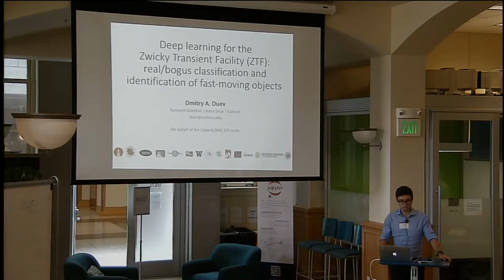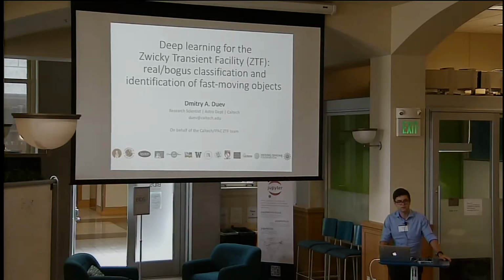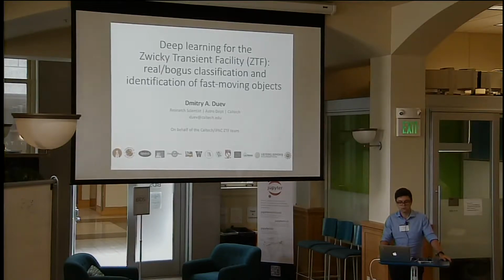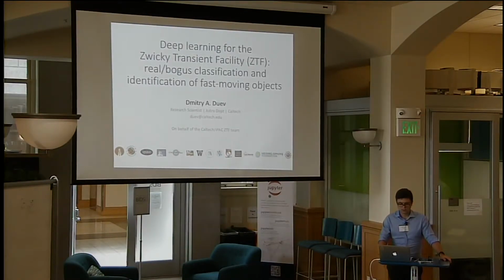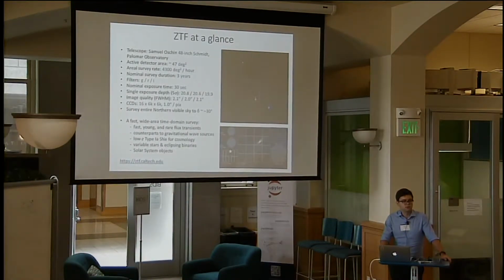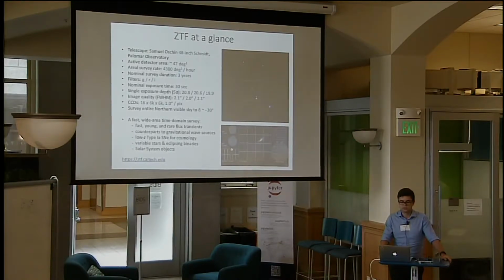Okay, so I'm going to talk about the Zwicky Transient Facility and concretely about how we're using deep learning for some applications with the Zwicky Transient Facility, namely to do real bogus classification and identification of fast-moving objects. ZTF has been mentioned today already a few times, but just at a glance.